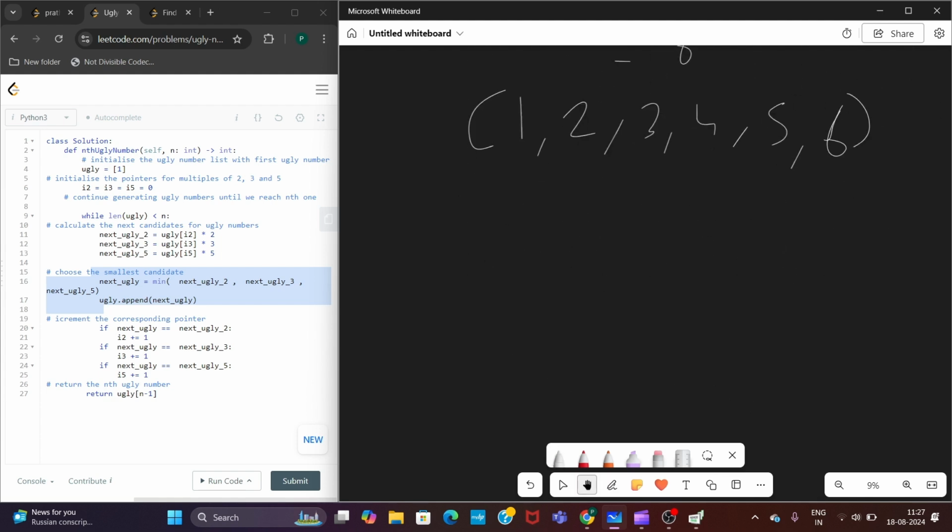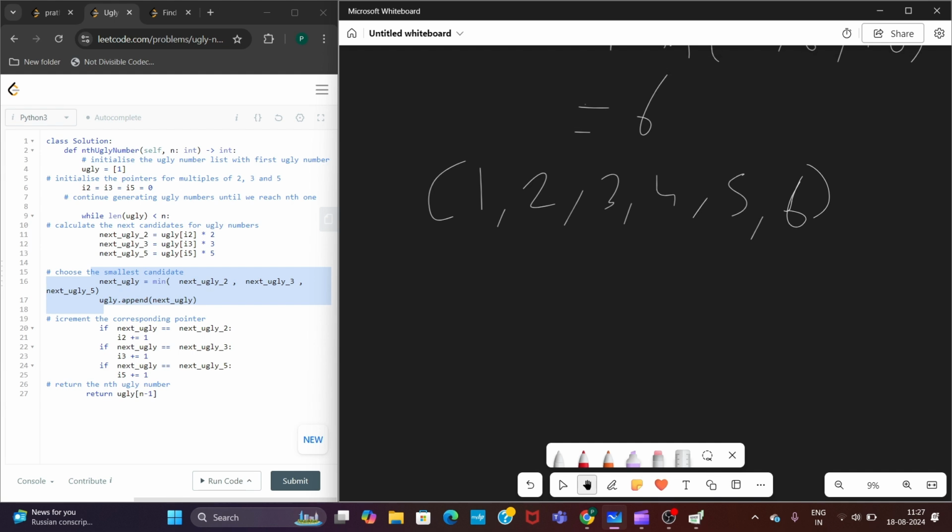So moving forward, both my I2 and I3 will be incremented by 1. So my I2 will be what? I2 will be 3 and my I3 will be now 2. Okay, keep this in mind.